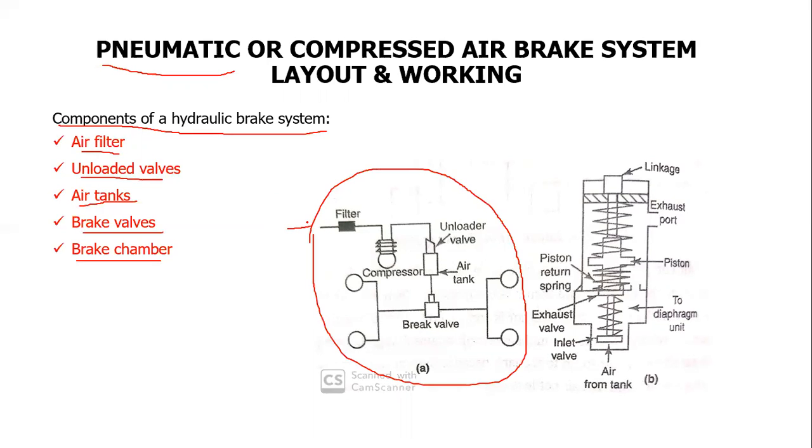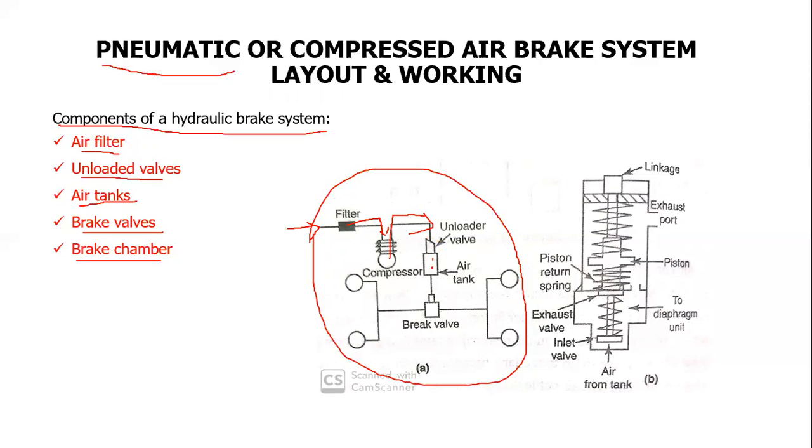First of all, air comes from the atmosphere and enters the filter. In this filter, the contaminants, microbes and minimal dust particles are filtered out, and the air enters the compressor. We know what a compressor does: it increases the pressure of the incoming atmospheric air. Once the air is pressurized, it enters the unloader valve, which works similar to a pressure relief valve.